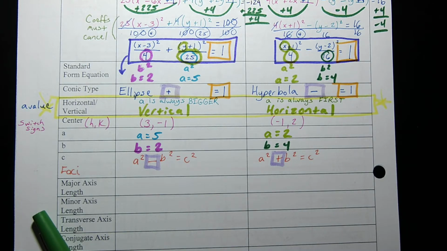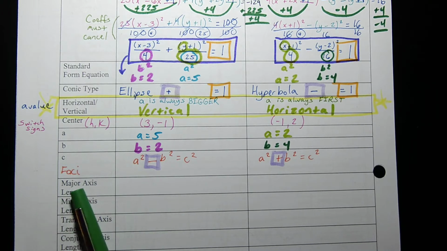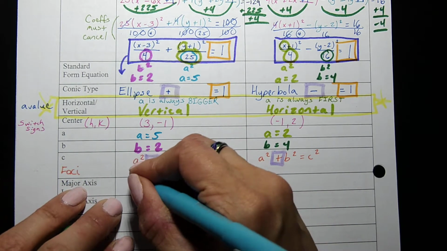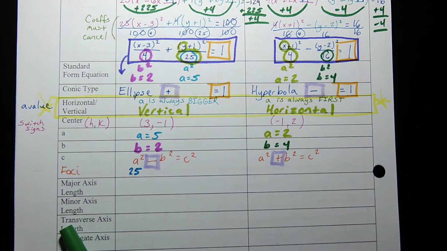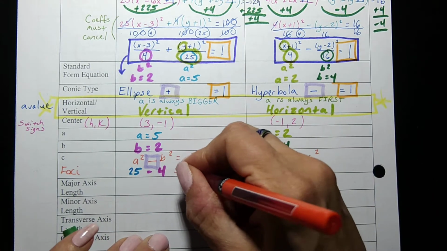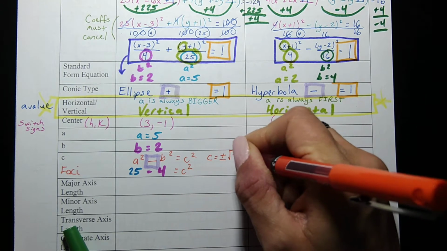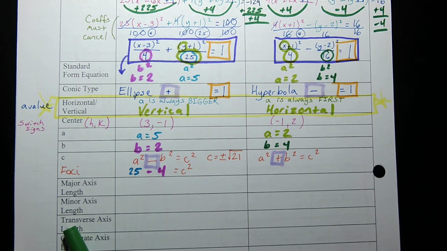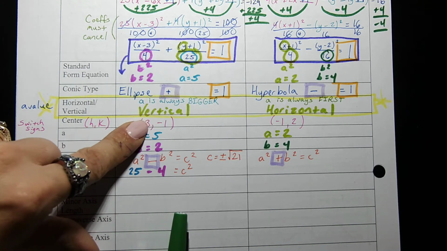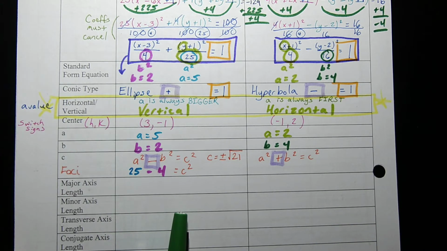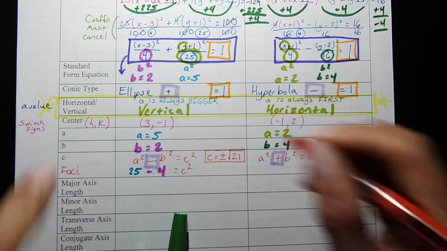So now we're going to use our a squared and our b squared to figure out what our c value is. So our a squared is 25. Our b squared is 4. So c will be equal to plus or minus rad 21. We need the plus or minus because that shows me that we're going to be moving up and down from the center since it's vertical. If it was horizontal, the plus or minus would be moving us left and right of the center. So that's going to be our c value.